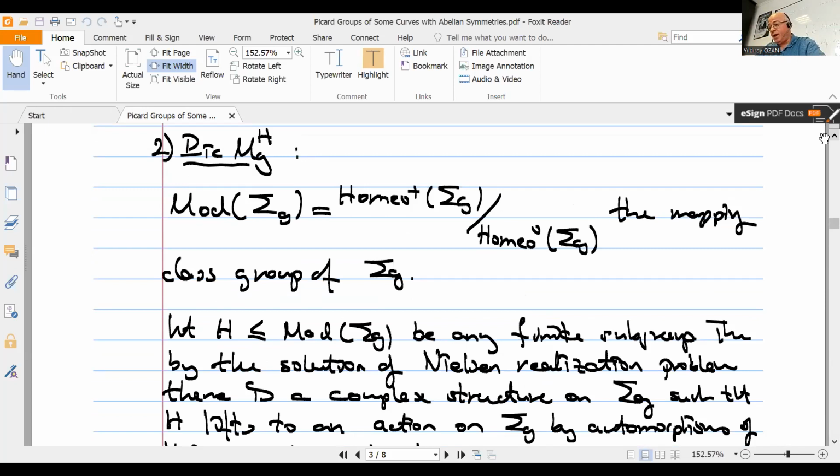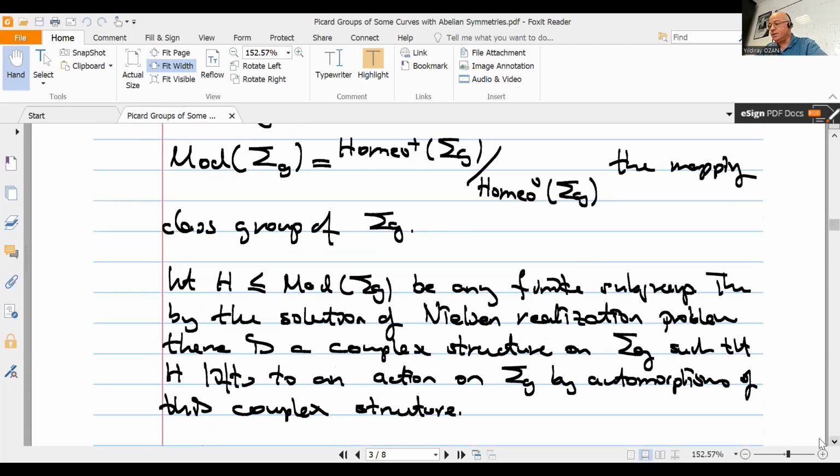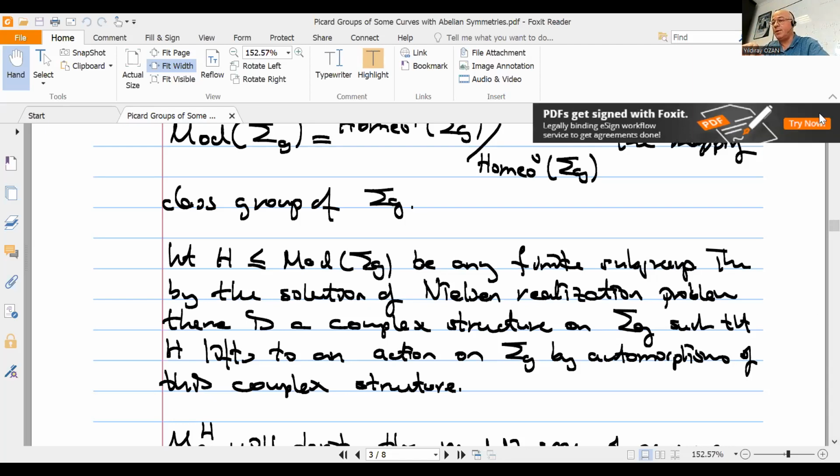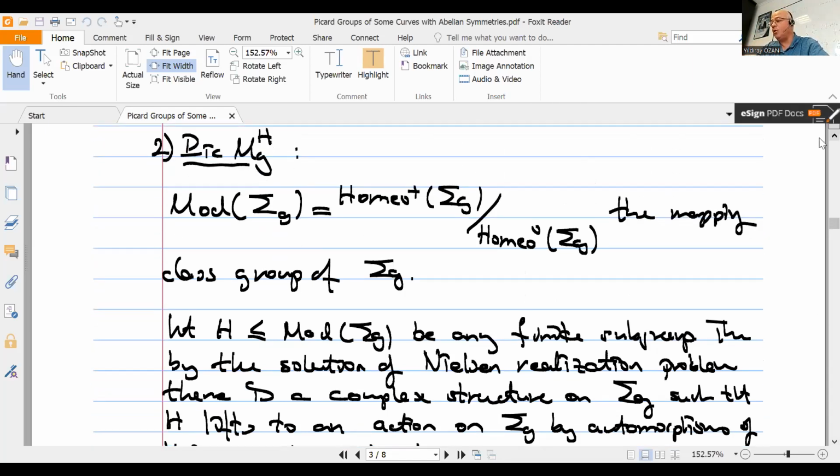If you have a finite subgroup H of this, there is the so-called Nielsen's realization problem: can you represent this subgroup by really an automorphism, a subgroup of automorphisms of the surface isomorphic to H? So can we find a lifting of this subgroup to homeomorphisms? You see, this mapping class group is a quotient group.